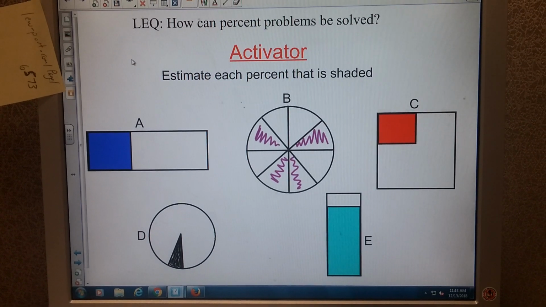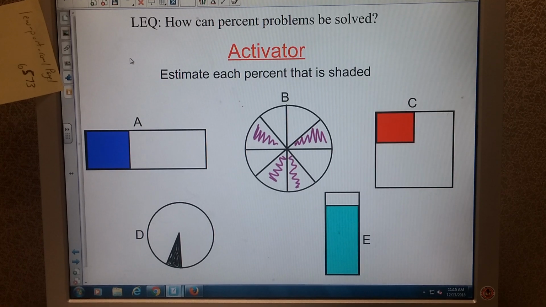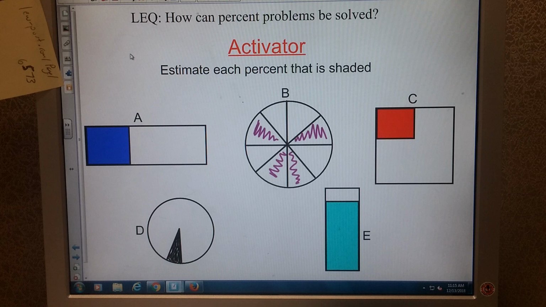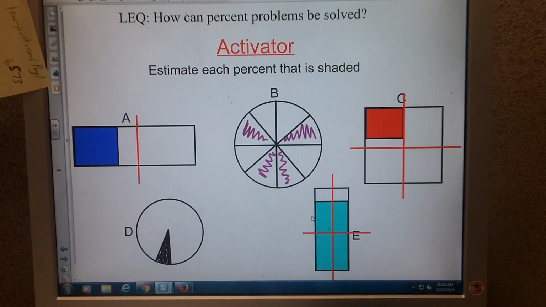Okay. Today we're going to wrap up some percent stuff. So the activator is estimate each percent that is shaded. So go ahead and pause this right now and get an answer for A, B, C, D, and E. So you should have 5 estimates.